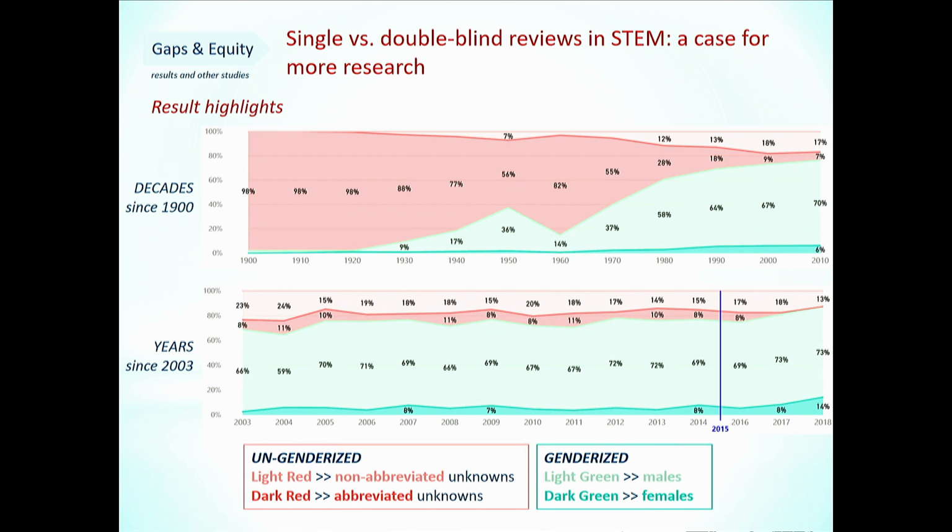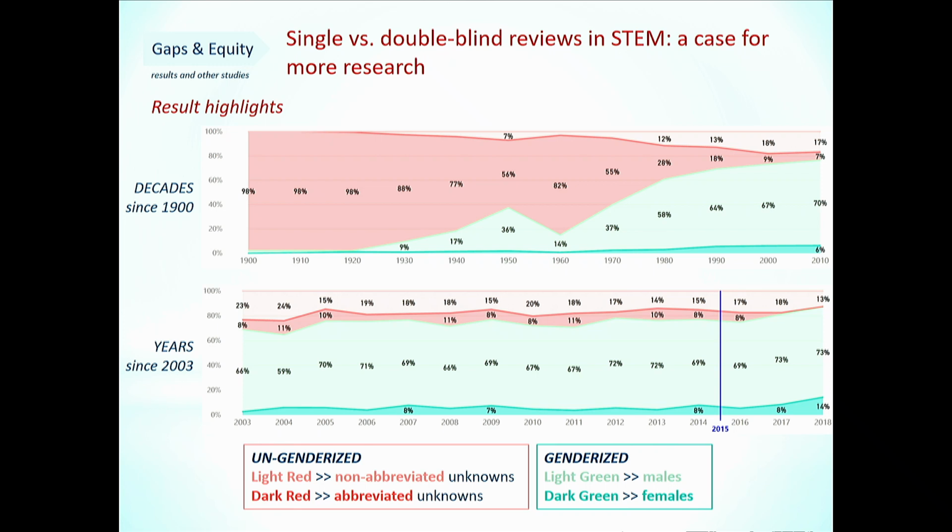Here are a couple of graphs. The top graph shows by decade on the horizontal axis since the 1900s. If you can't see these numbers, which you probably can't, on the left we have 1900, and on the far right of the top graph we have 2010. The bottom graph is by years, and it goes from 2003 to 2018, and the blue vertical line marks the year 2015, which is where the double-blind switch happened.